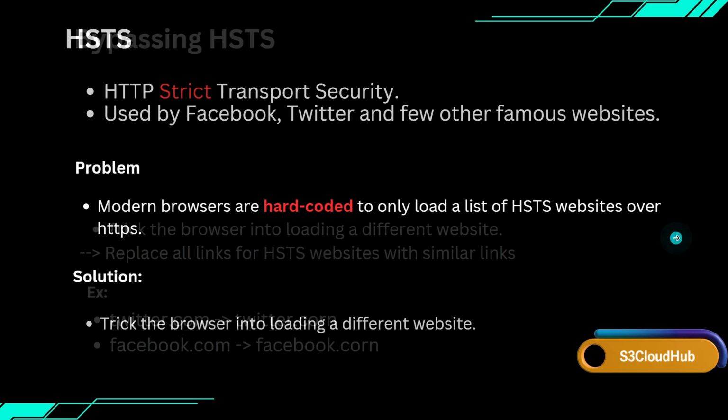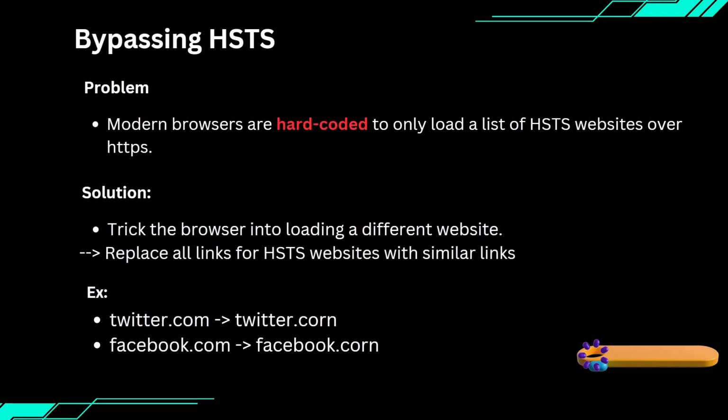So, how can we bypass this? The only practical solution is to trick the browser into thinking it's loading a different website. We do this by replacing HSTS links with similar looking but slightly different domains. For example, instead of facebook.com, we can replace it with facebook.com spelled with R and N. I know this seems obvious when you hear it, but visually the letters R and N together look like M in the browser's URL bar. Another example is replacing twitter.com with twiter.com using just one T instead of two. This might sound confusing right now, but don't worry, I will show you exactly how this works in practice.